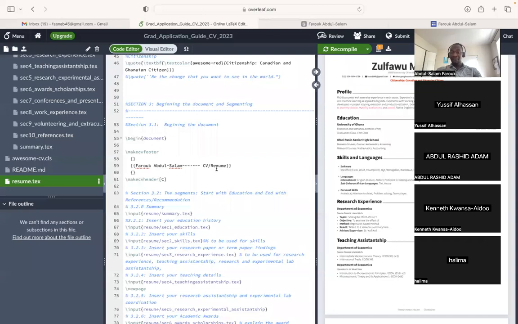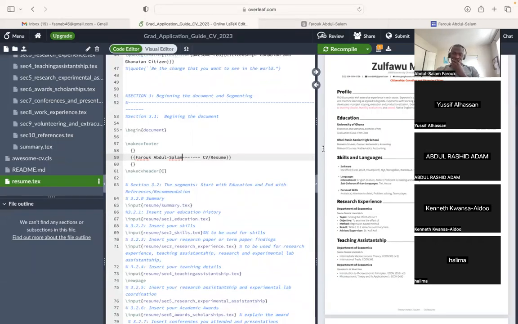But again, be mindful that when there's any link attached to it, you kill the link. So here, instead of it being Farouk Abdul-Salam, you change it to your name or whatever you think will be suitable. That would be the first part, the header and the footer. We are done. Now it's time to attack the various sections.